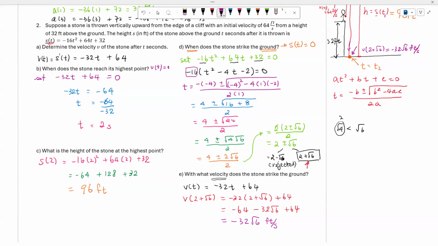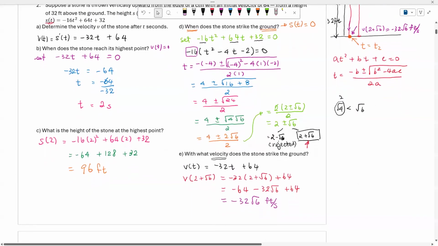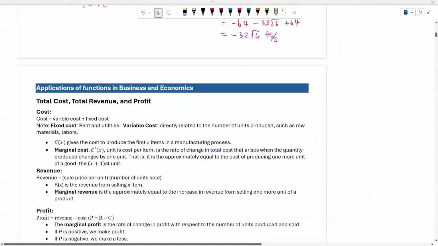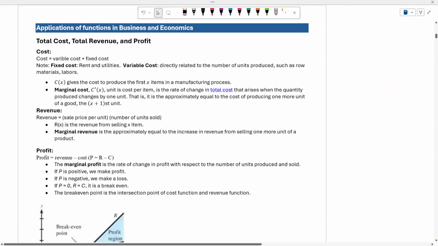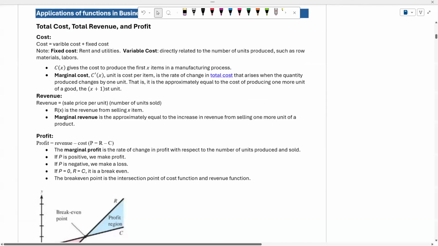Okay, so then now let us look at the next topic that we would like to cover, okay? So right now I would like to talk about the cost, revenue, and profit, okay? So this type of application is related to business or economics, okay? Then let us try to define, okay?